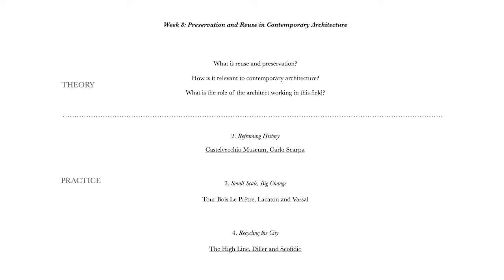Here is the outline of today's lecture. First, we look at theory with an introduction to the topic. We will look at the notion of renewal and integration between old and new, and discuss it through many different references. In the second part, instead, we explore the topic in practice by looking in detail at three case studies. There will be a break in between the two parts, but please feel free to take extra breaks if it helps you to absorb the information better.